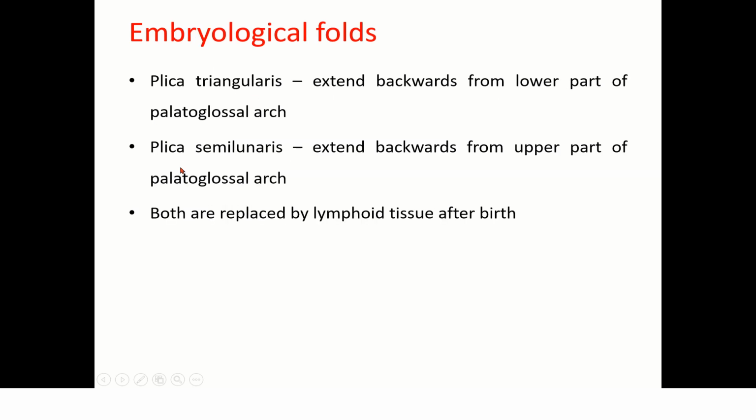Semilunar folds: there are two folds, plica triangularis and plica semilunaris. Both of them extend backwards from the palatoglossal arch. Plica triangularis extends backwards from the lower part of the palatoglossal arch, and plica semilunaris extends backwards from the upper part of the palatoglossal arch. Both are replaced by lymphoid tissue after birth.